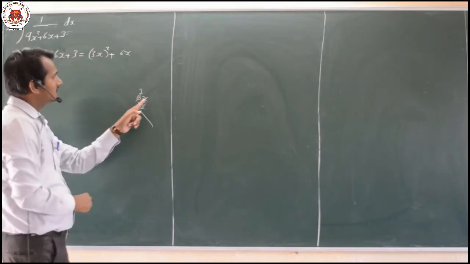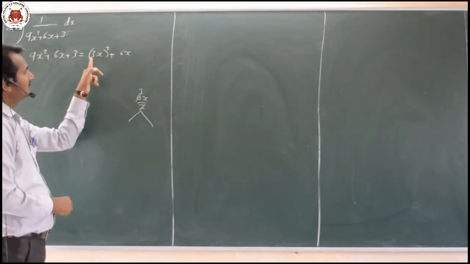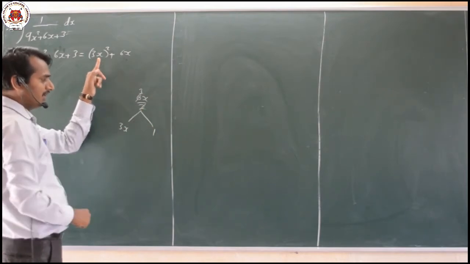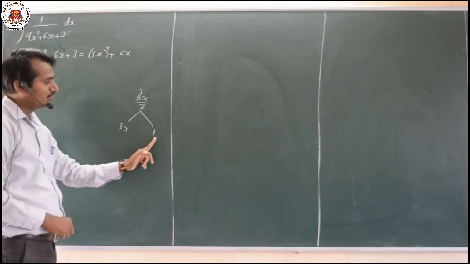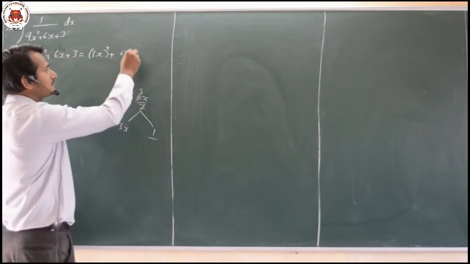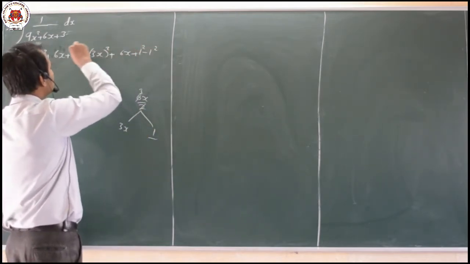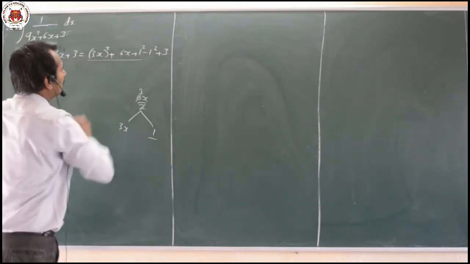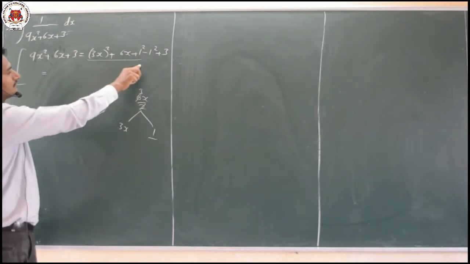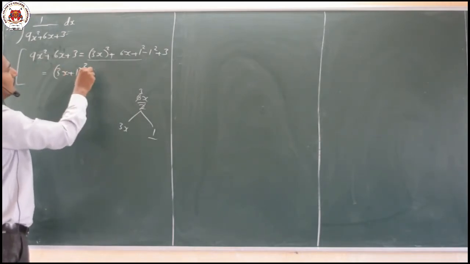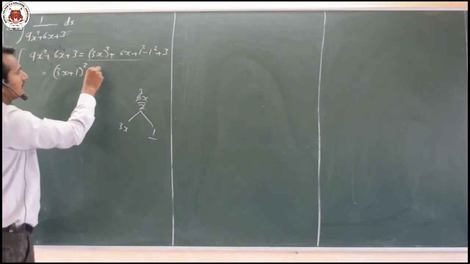This 3x I have to divide into 2 terms. One is 3x, I have 3x only, and the remaining part will be 1. Why? Because 3x into 1 is nothing but 3x here. So now we have to add and subtract 1 square, minus 1 square plus 3. So this underlined portion is nothing but 3x plus 1 whole square, minus 1 plus 3, that is plus 2.